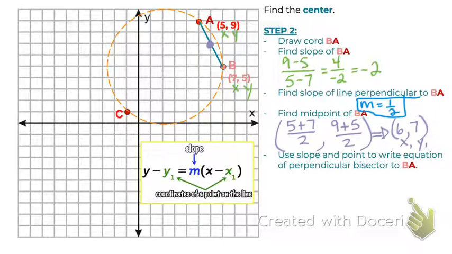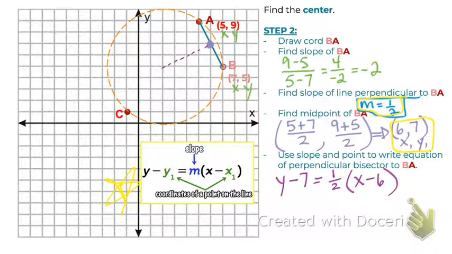So now that I have a slope and a point, I can put them into this point slope formula to write the equation of this line. So here's my perpendicular bisector. So y minus my y coordinate equals my slope, parentheses, x minus my x coordinate. So that's the equation of that line.